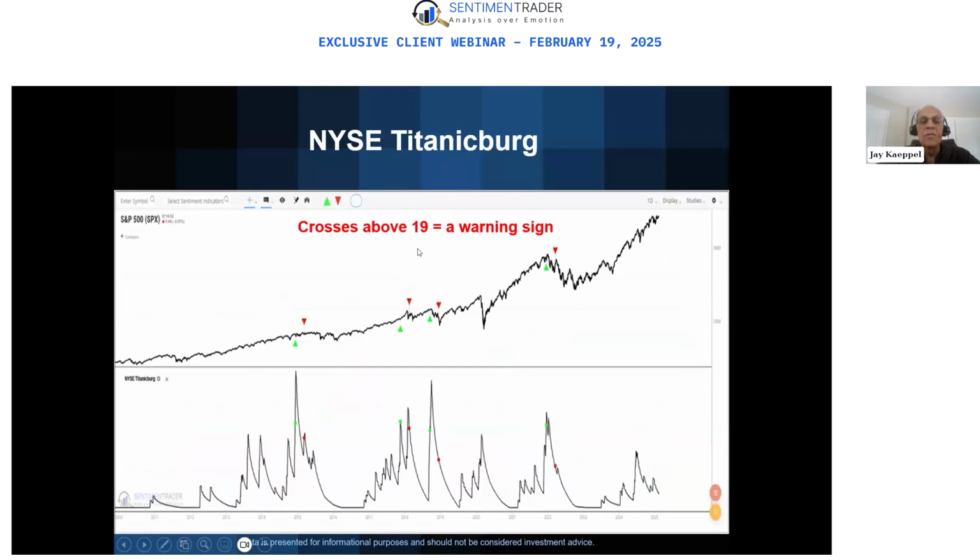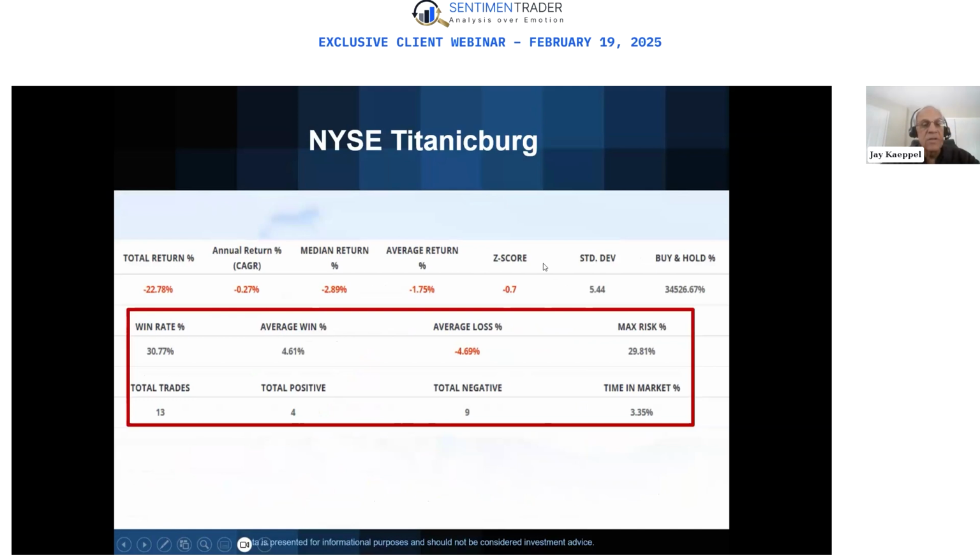But if we take a closer look at these signals when it crosses above 19, you can see them marked here. This is using our backtest engine. And what we find during the test period, there were 13 times when we got a signal above 19, a win rate of only 30%, meaning 70% of the time, the market declined following that signal. So that's a pretty good sign. And also note, it's only active 3% of the time.